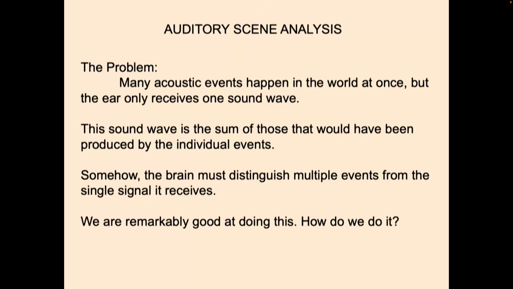Somehow, the brain has to distinguish the different events that happened in the world from the single signal that it receives. For instance, if I'm talking and somebody walks in and you hear the door close, you need to be able to distinguish that door closing from my voice because you might want to know whether somebody came in. Similarly, if you're at a restaurant and you're trying to talk to somebody and there's all this noise, you need to be able to distinguish the different sound sources. So this happens all the time, and people are really pretty good at it.